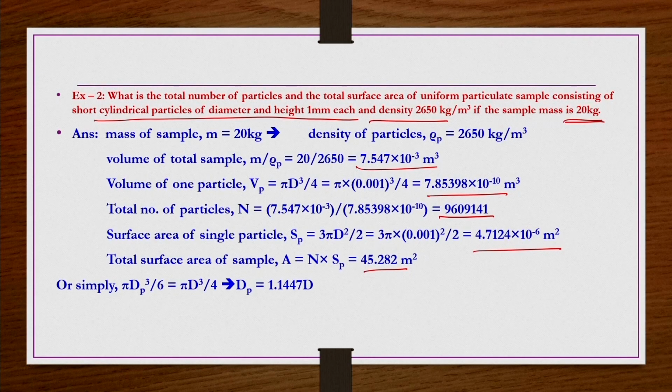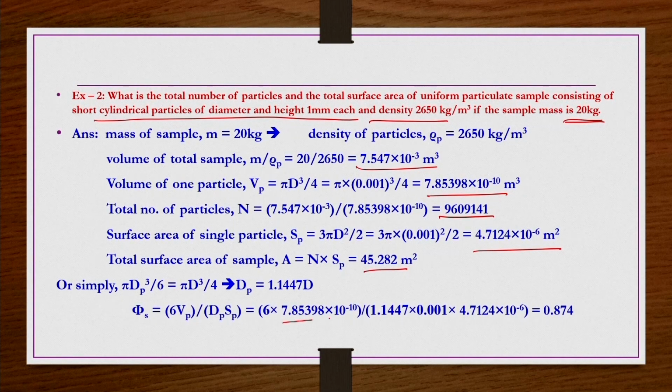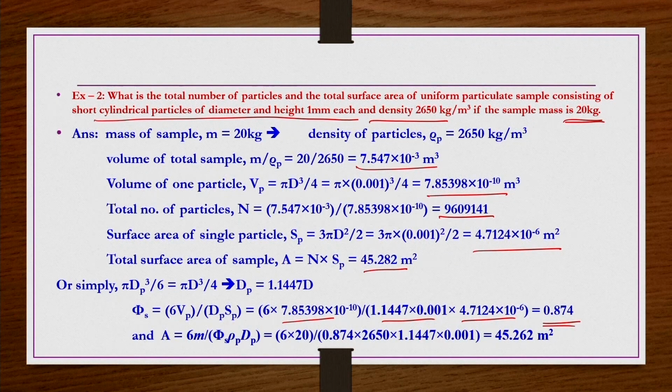So, without substituting their true volume or the true surface area etc., we can directly substitute their formulas and get the results. However, this is a demonstration that even if you substitute the true volume and surface area of the particles, you will get pi s is 0.874. This shows that it is independent of the size anyway, right. Then you substitute A equals 6 m by pi s rho p dp here, and you get 45.262 meter square. So, this is how the size analysis of uniform mixtures one has to do very simply without worrying too much.